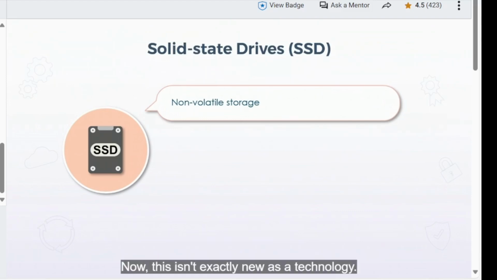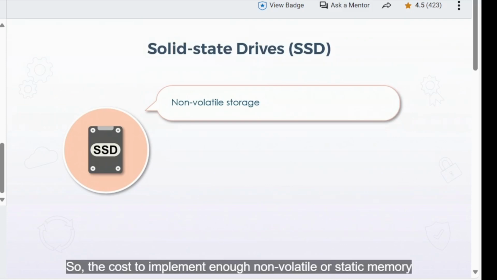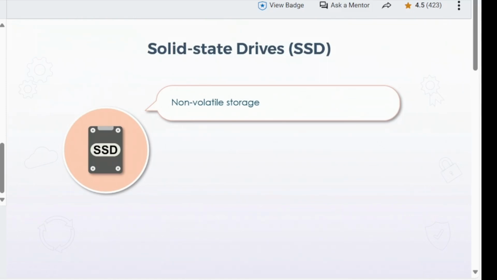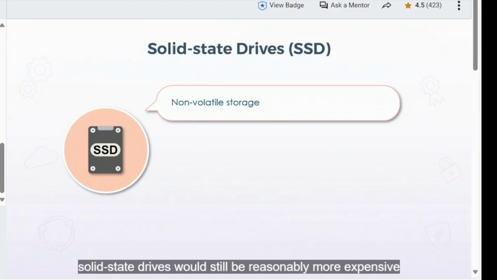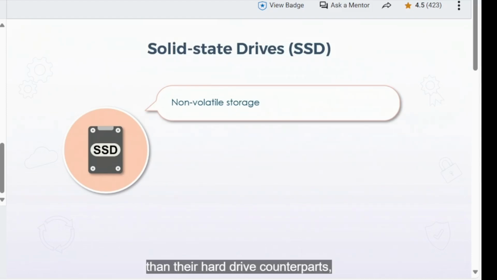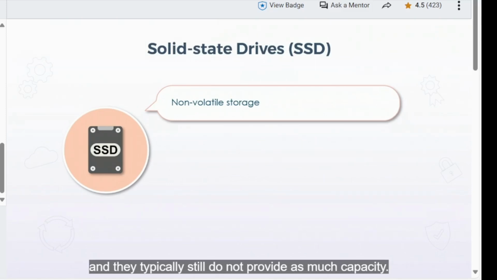Now, this isn't exactly new as a technology. We've been using devices such as flash drives for decades, but quite simply, it was an expensive technology. So, the cost to implement enough non-volatile or static memory in a device to provide a similar amount of storage to a hard drive has only recently come down enough to make it a feasible choice, and even today, solid-state drives would still be reasonably more expensive than their hard drive counterparts, and they typically still do not provide as much capacity.